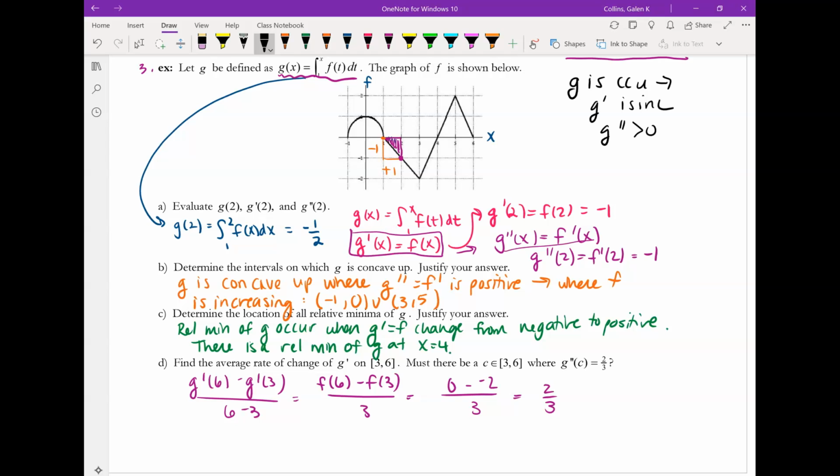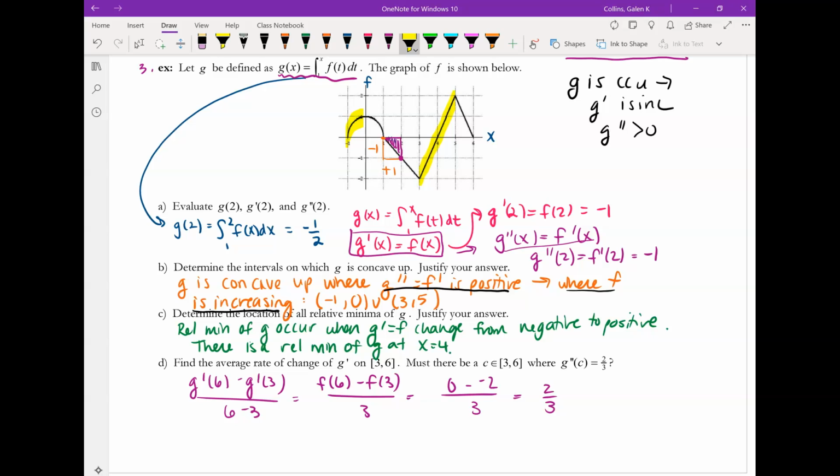So we still have to relate these facts back to f. So where g double prime is positive, that means f prime is positive. And that's also going to be where f is increasing, or g prime is increasing. So if I look at my graph, that's from -1 to 0, then we're decreasing some more, and then from 3 to 5.